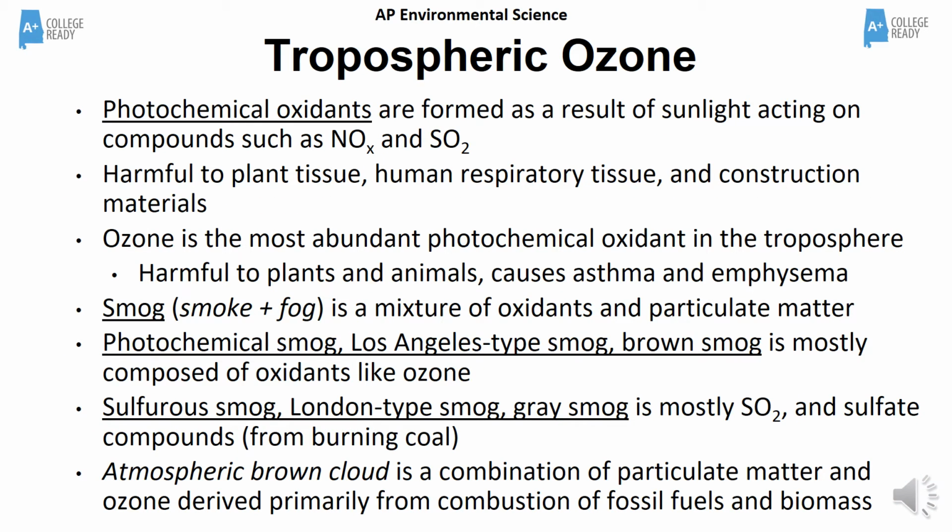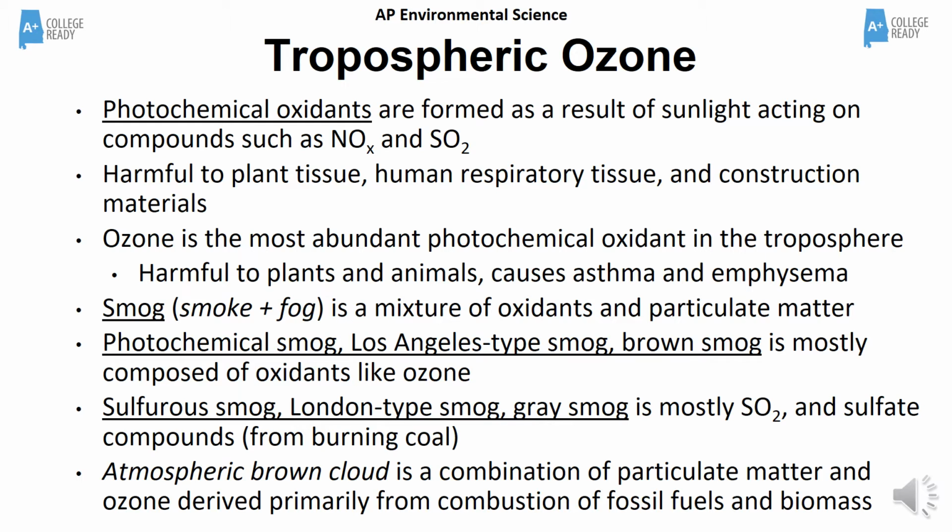Photochemical oxidants are formed as a result of sunlight acting on compounds such as NOx and sulfur dioxide. They are harmful to plant tissue, human respiratory tissue, and construction materials. Ozone is the most abundant photochemical oxidant in the troposphere. It is harmful to plants and animals and causes asthma and emphysema.